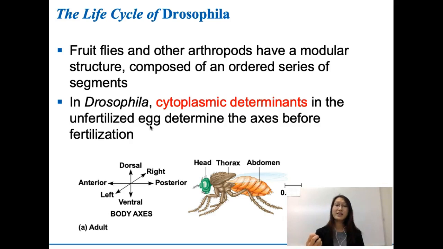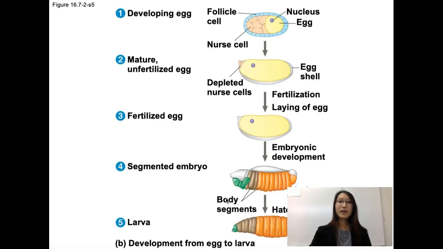This fruit fly is not going to become a ball of cells because of the cytoplasmic determinants, way before this fruit fly is even a fruit fly. So I think that's pretty cool. So if you were to look at this picture, it kind of walks you through how this process works.